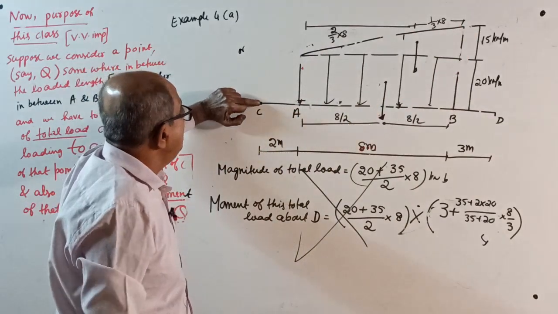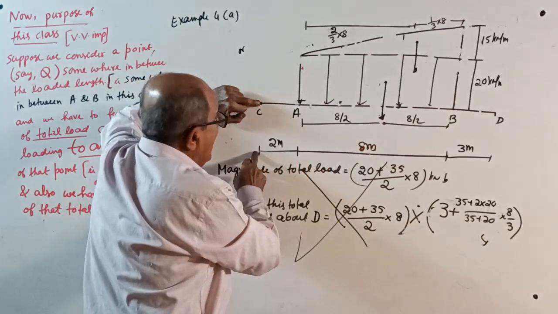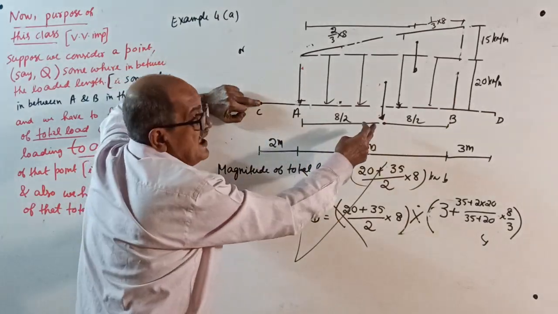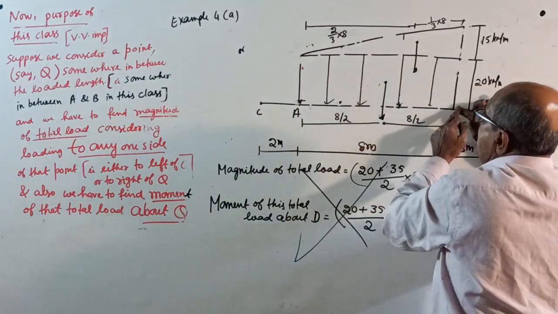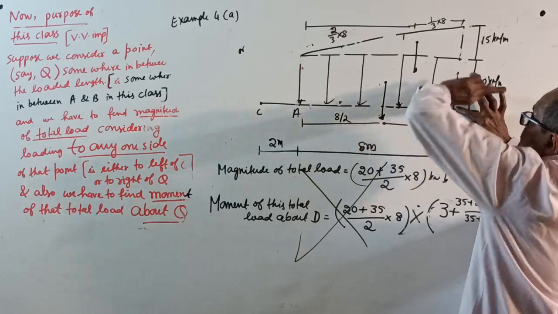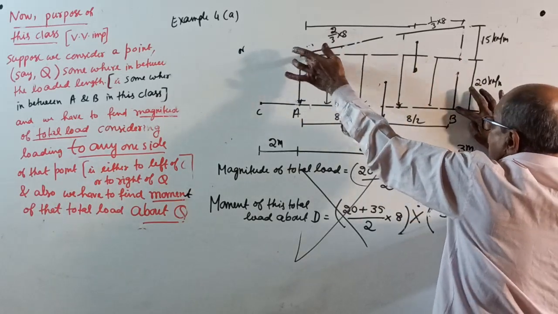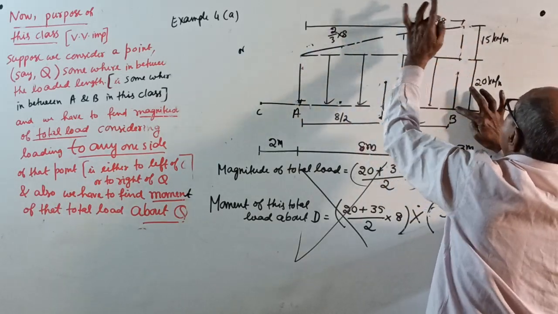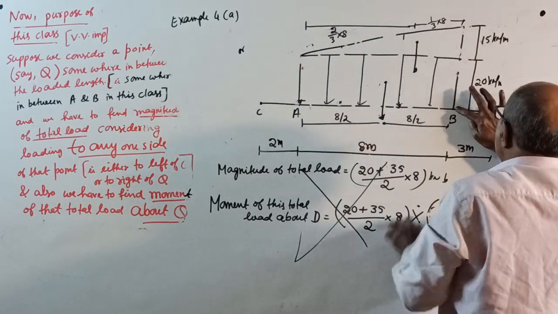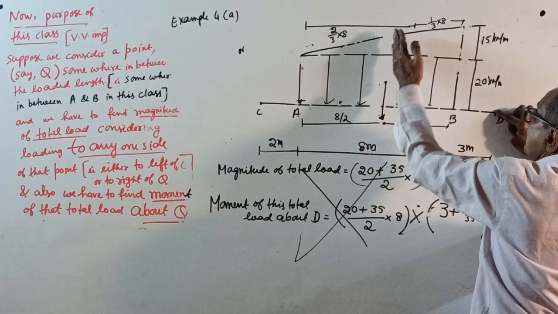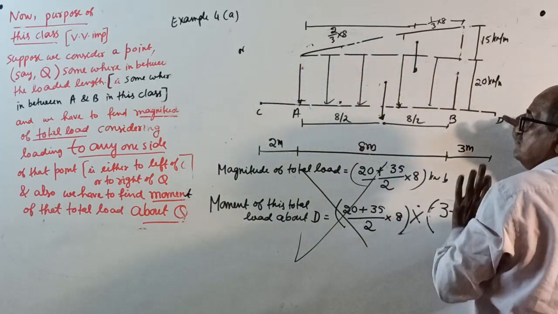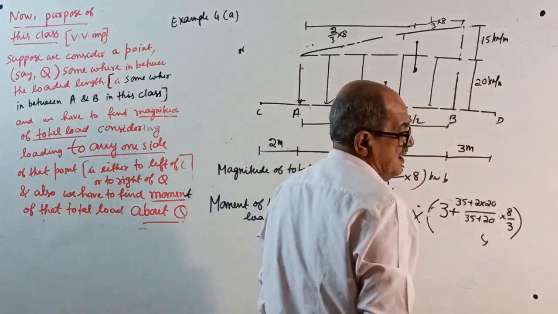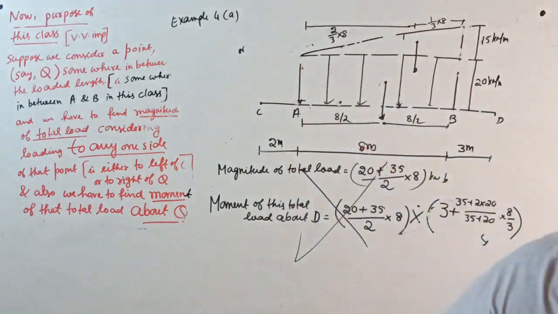When you want moment about C, same thing, you add extra 2 meter to that one. Moment about B: 20 into 8 into 8 by 2, anti-clockwise, half into 8 into 15 into 1/3 of 8. Get the answer. When you want about D, same load and distances, you add 3 meter extra to the distance. The answer will come same. This is told plenty of times.